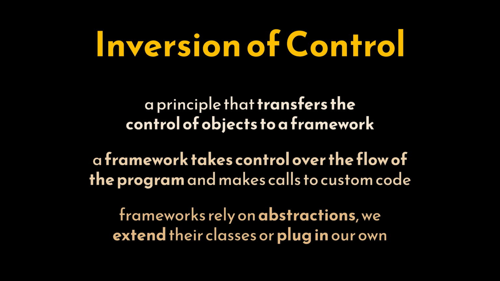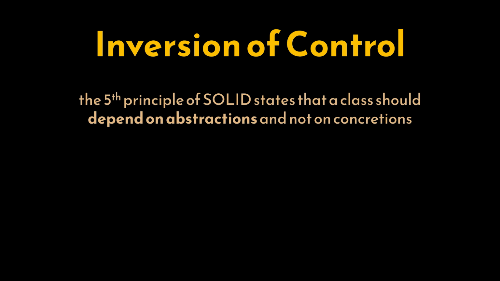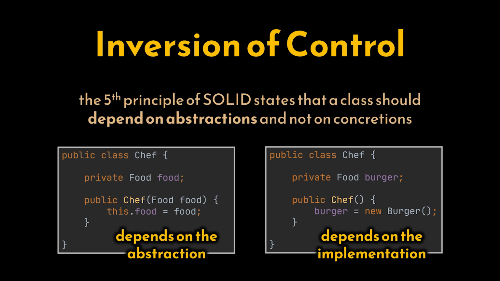We extend their classes or plug in our own. This aligns with the fifth SOLID principle, which says classes should depend on abstractions, not concretions, and that's exactly what we did. Initially, our chef class depended on burger, which is a concretion or an implementation. With dependency injection, it now depends on the food interface, which is an abstraction.